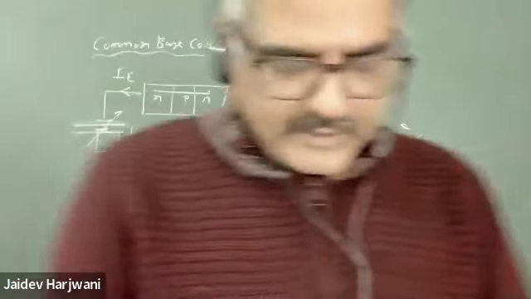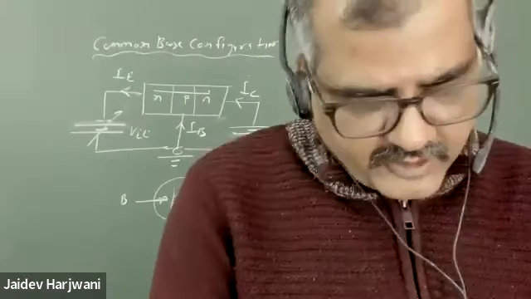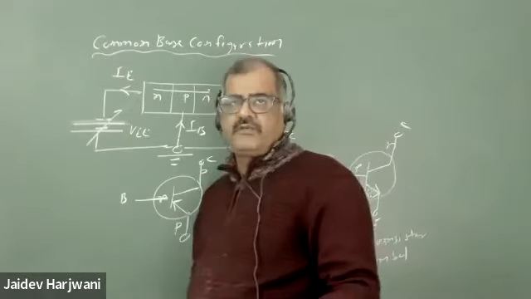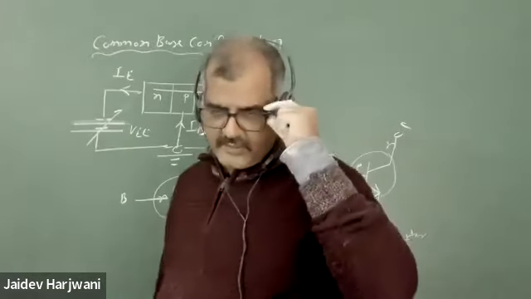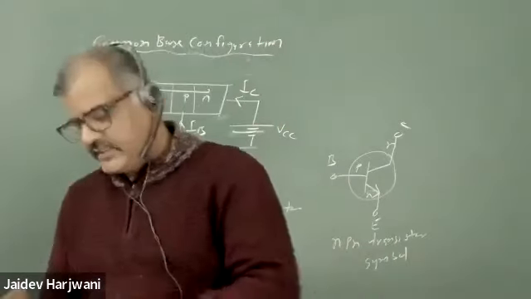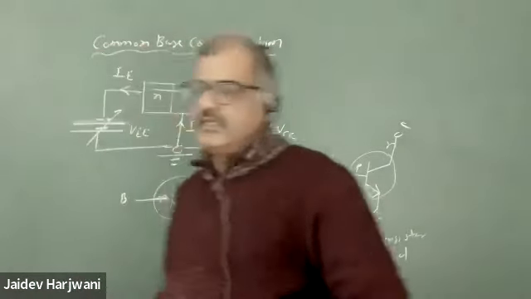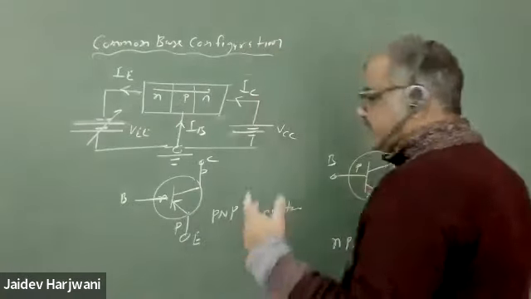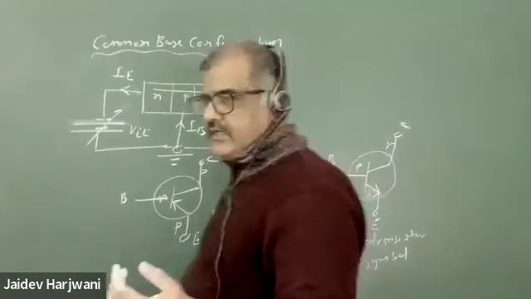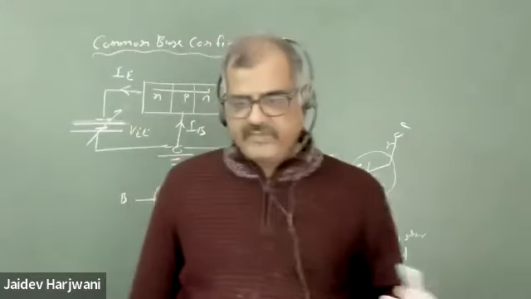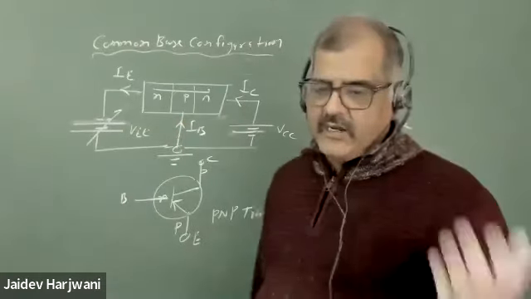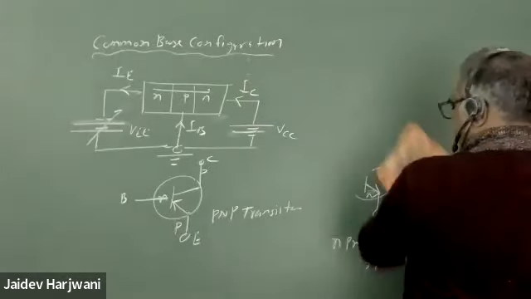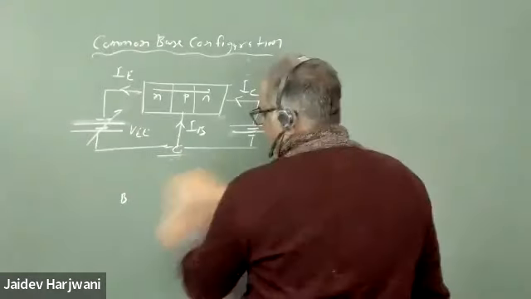Now, if you want to understand the operation of a transistor, first of all, why is this device called a transistor? To understand the working of this transistor, you should understand its characteristics. What do characteristics mean? They are the relation between voltage and current when we apply forward bias and reverse bias, and how its input and output characteristics behave. So put the heading now: characteristics of common base configuration.